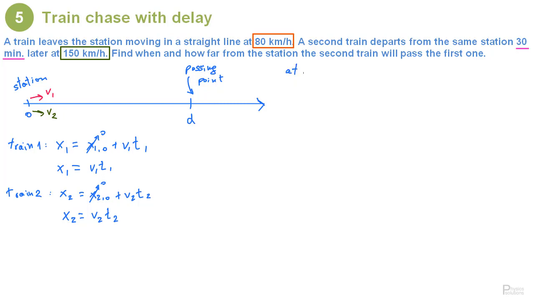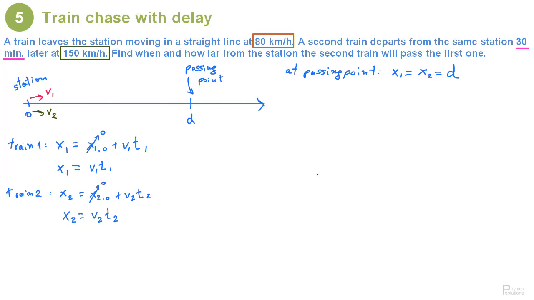So at the passing point, we know that the coordinates must be the same. So the coordinate of the first train must be the same as the coordinate of the second train that we simply call little d. We don't know what little d is yet, just call it little d.